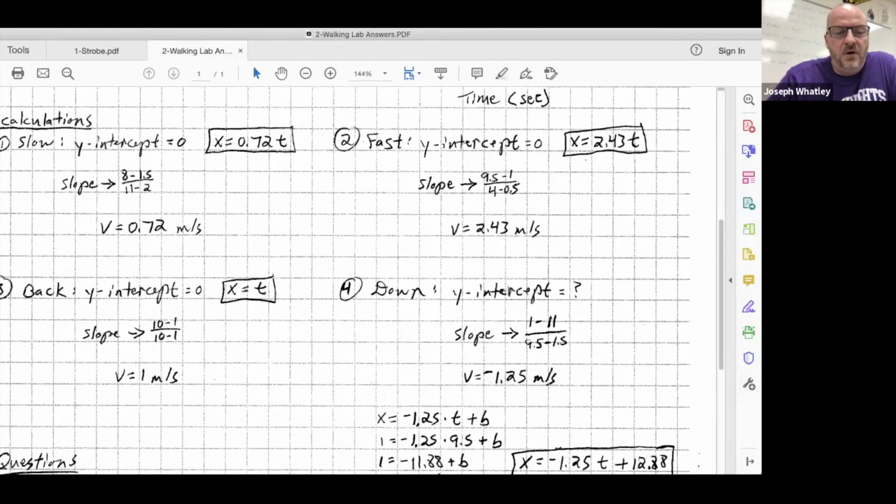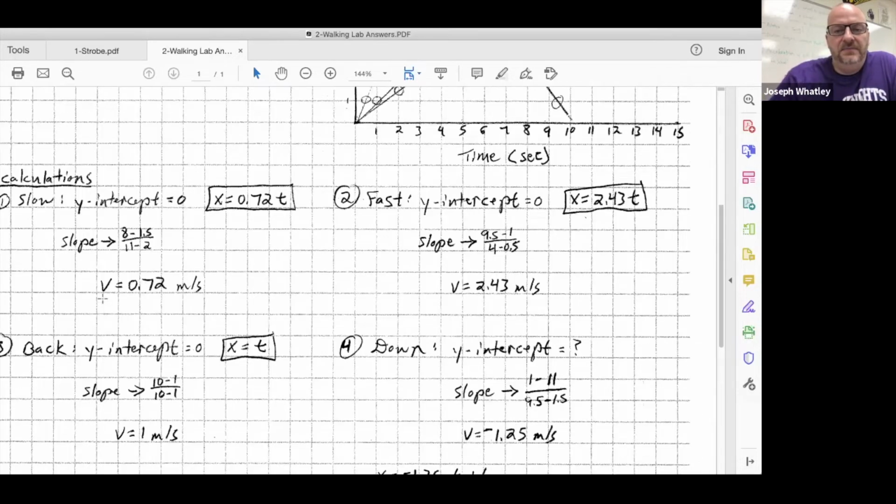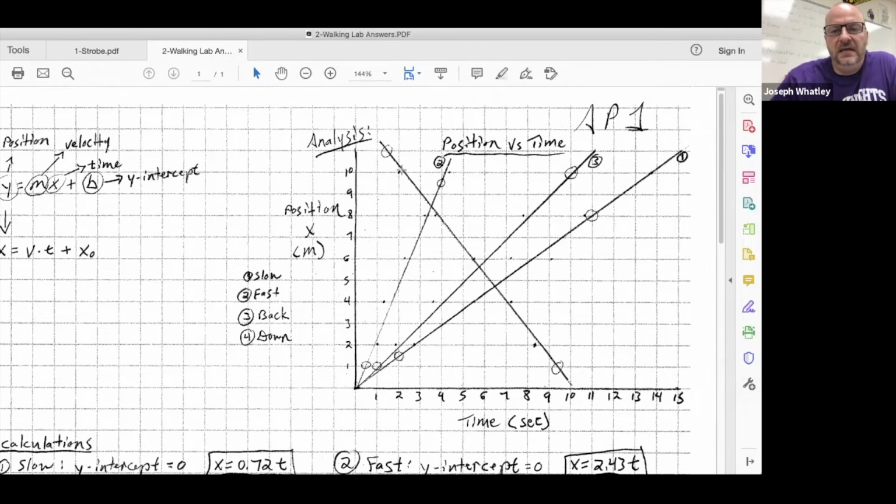So for all of that, I come to number 3. In this one, I got a slope of 1. So x equals t. 1 second equals 1 meter. 5 meters, 5 seconds. For the down line, I don't know the y-intercept. So I have to come up here and I can see that the line continues up.